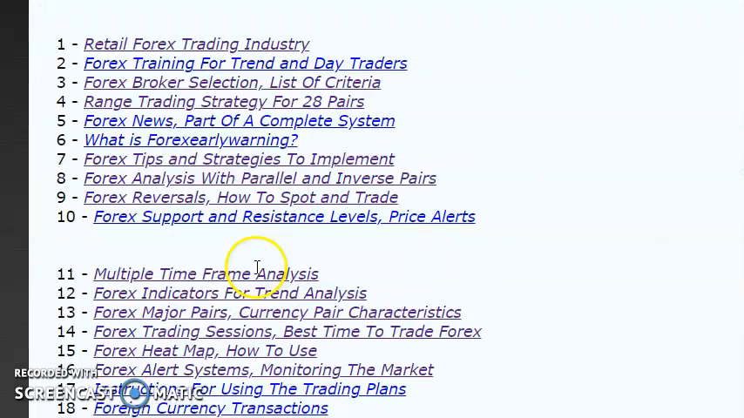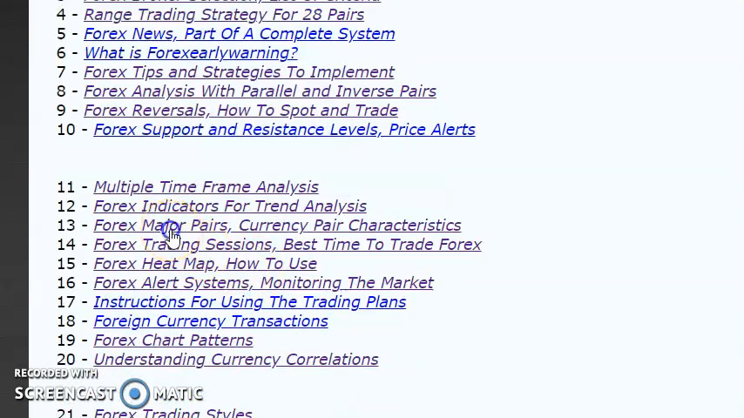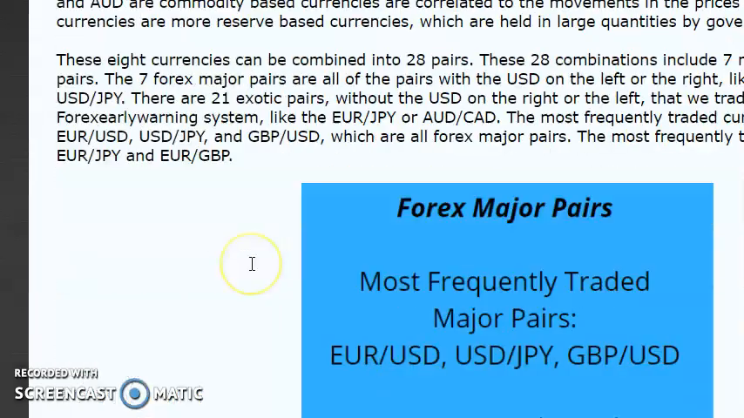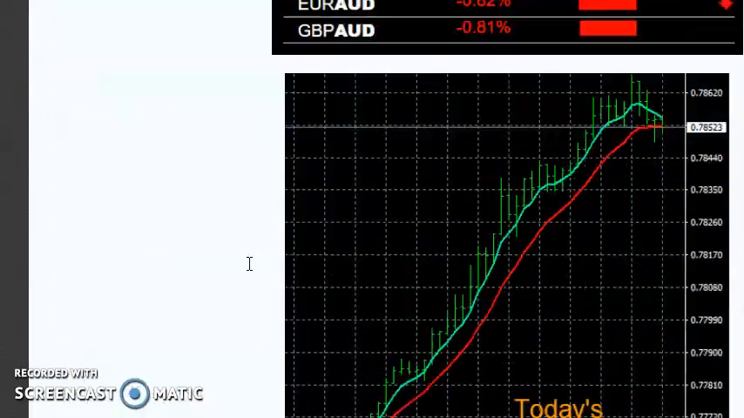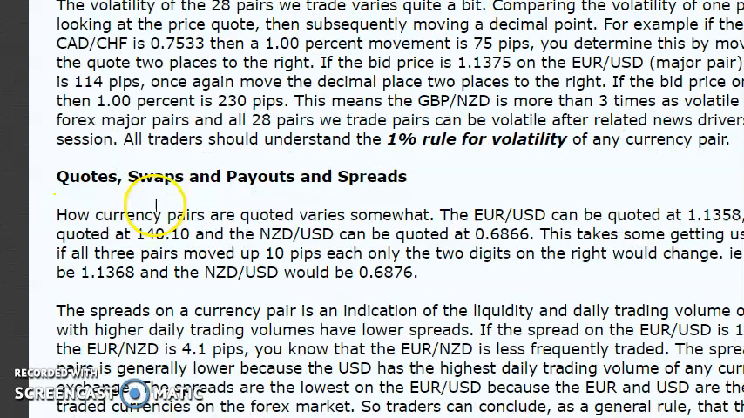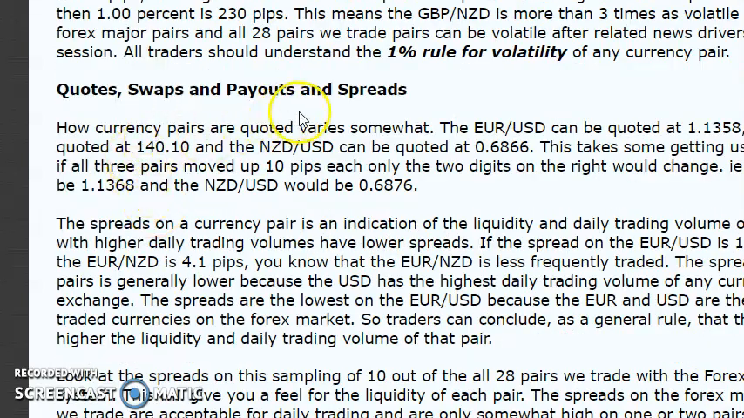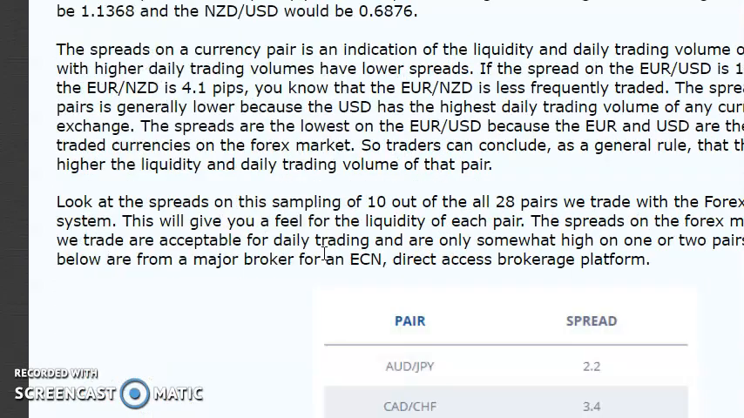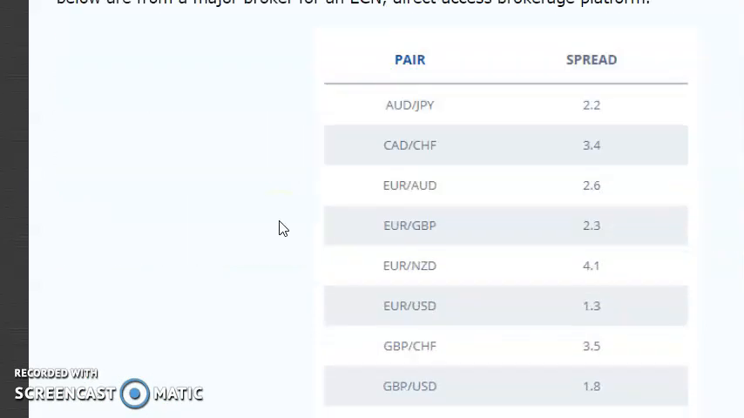Go back to the lesson here. Okay, so there's your 1% rule for volatility. And then you have quotes and swaps and payouts and spreads, there's a lot of different characteristics of these pairs. But Forex traders are really concerned with the spread.